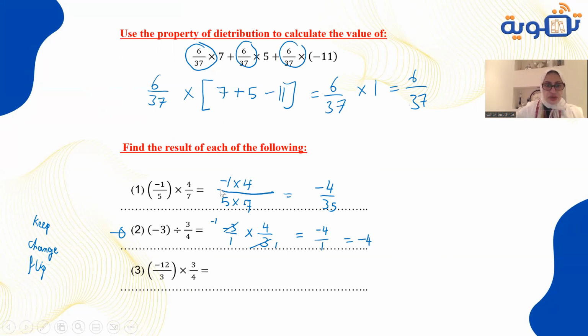Let's do the last question here. I can divide this one by 3, give me 1, divide by 3, give me 1, divide by 4, 1, divide by 4, equal negative 3. So in the end, it will be negative 3.